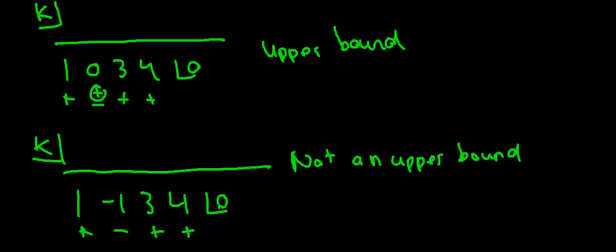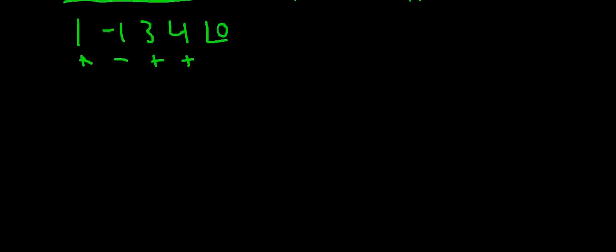This is still a 0, but it's just not an upper bound. We can have zeros that are not upper bounds. There's only going to be one upper bound, there's only going to be one lower bound. Everything else is just a plain 0. So in this case, k is just some 0, and it's not an upper or lower bound.